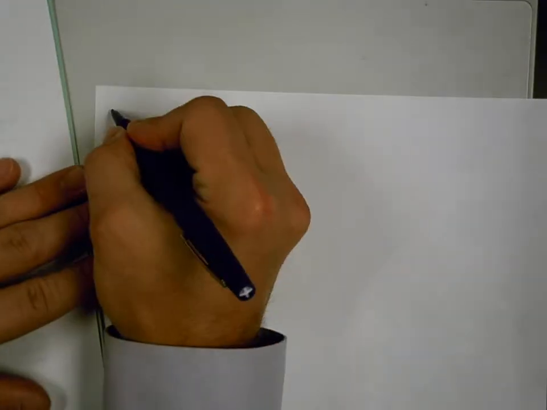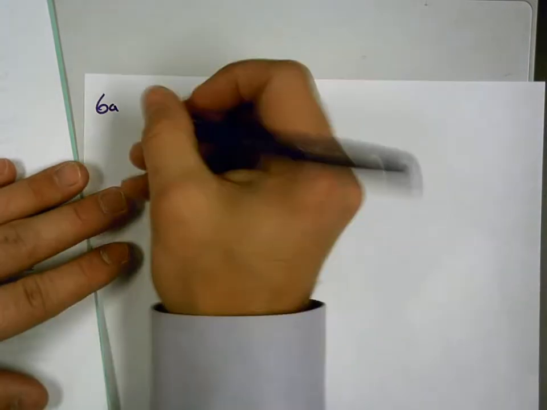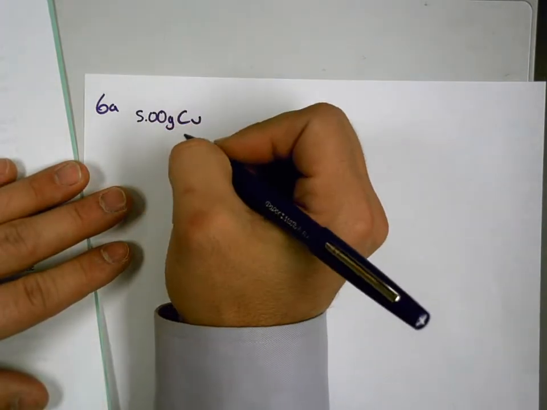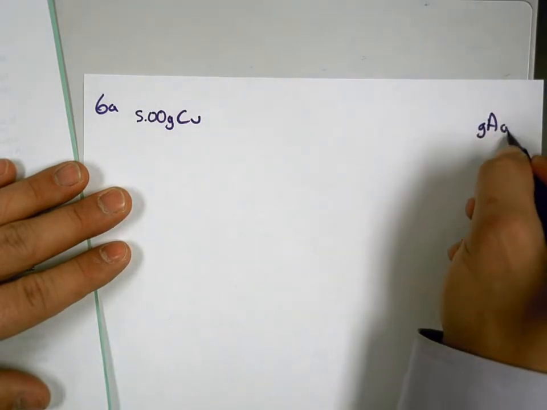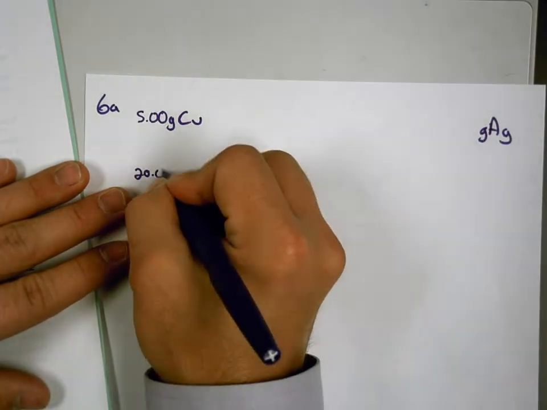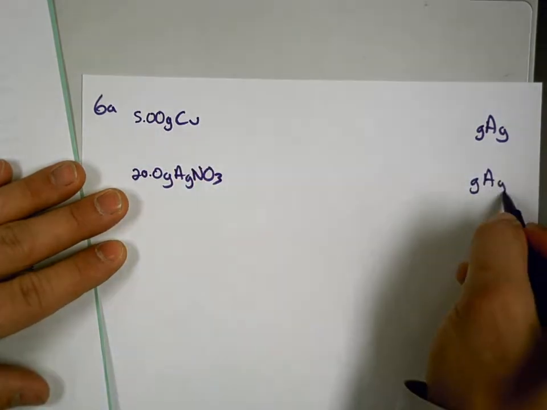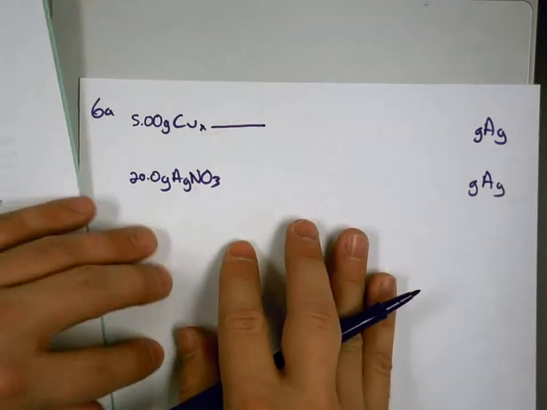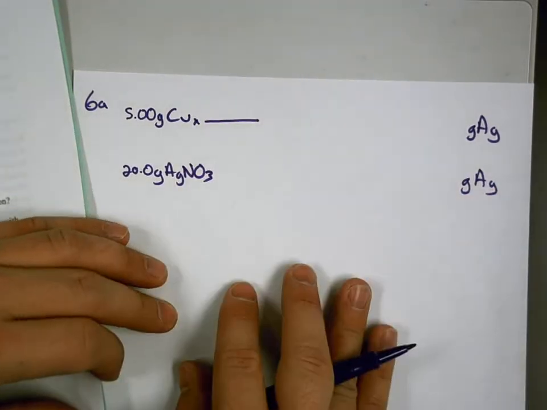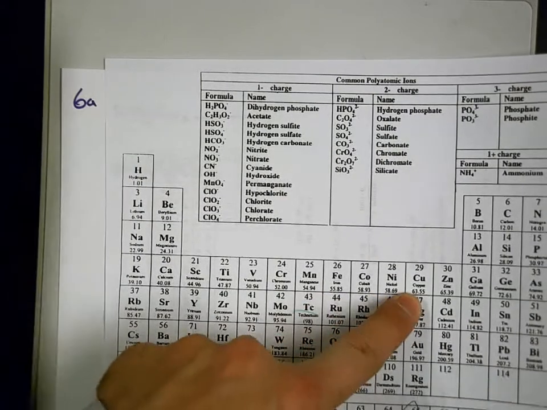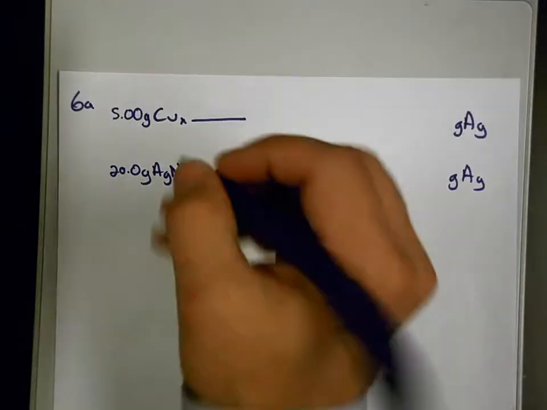So that means we need to, again, and I'm going to do this on a separate sheet, go from both amounts of reactant, 5.00 grams of copper to grams of silver, and then 20.0 grams of silver nitrate to grams of silver. Now, similar to the last page, let's just go from grams to grams 2 more times. Copper on the periodic table is 63.55 grams per mole.